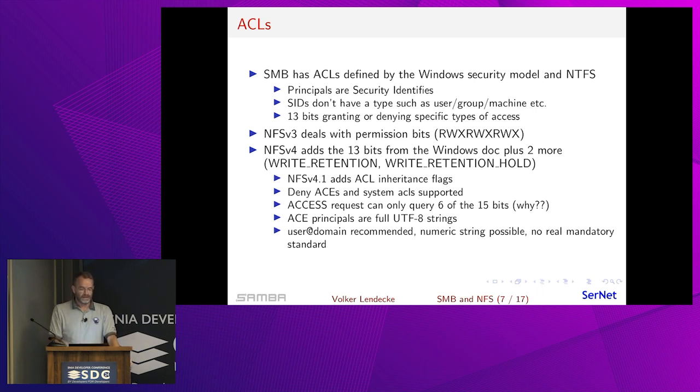SMB ACLs deal with 13 different bits on different aspects of what you can do with the file, like read attributes, like read, write, append, and so on. Look these up. NFSv4 deals with just the 9 permission bits that came from the POSIX specification. NFSv4, and this I can only speculate what they did. My guess would be that they just read the Microsoft documentation about what a security identifier and what an ACL is, and they just coded this into NFS RFC language.